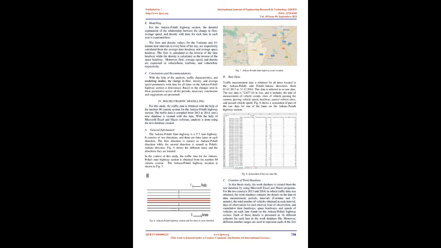The work database is 64,753 in size, and Fig. 9 shows a screenshot of part of the work database for lane numbered 0 found in the Ankara-Polatli direction.